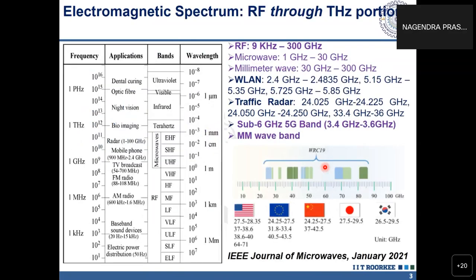So when we talk about RF through terahertz portion of electromagnetic spectrum, I'm especially emphasizing this terahertz portion, because you know that in India, 5G is recently launched, and the research community has already moved towards 6G. So research community is targeting, or most of the international bodies, they are targeting 2030 to launch 6G.